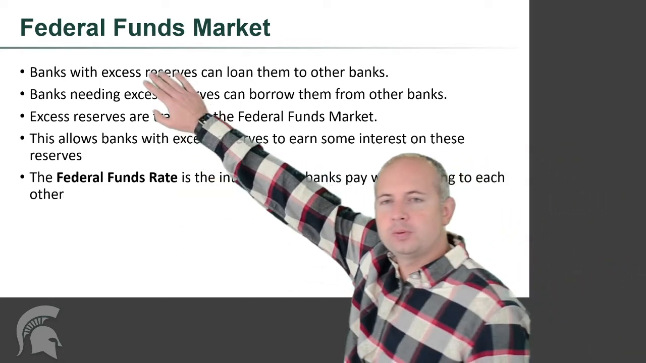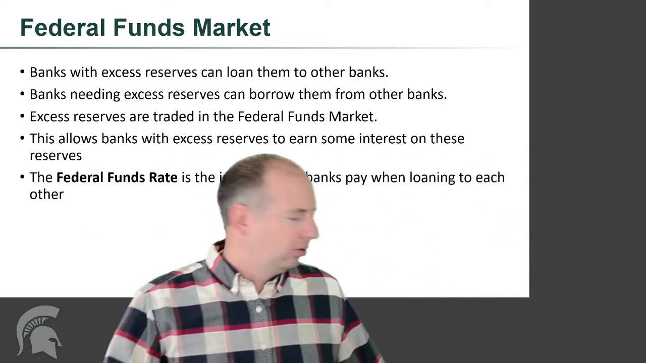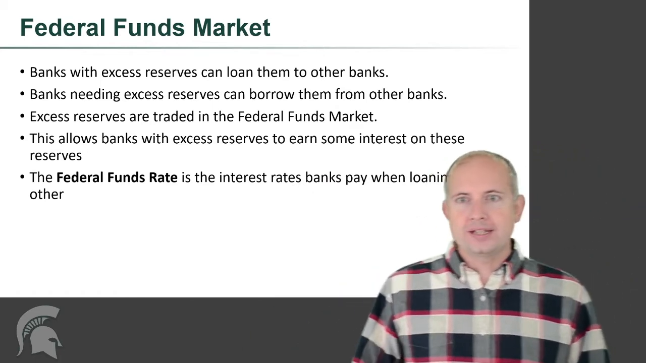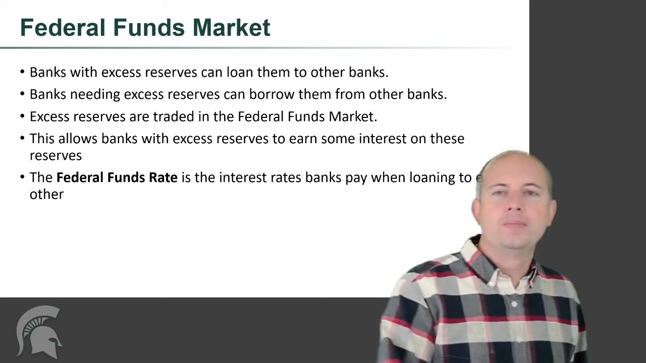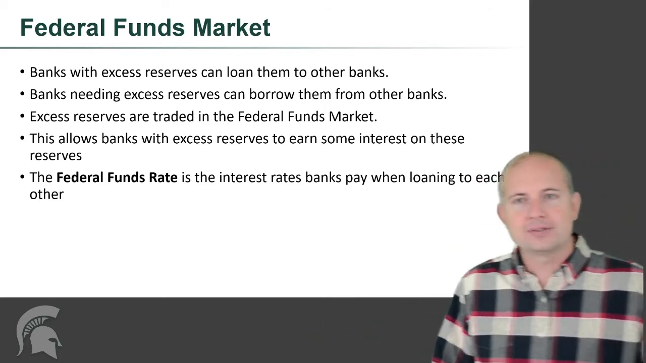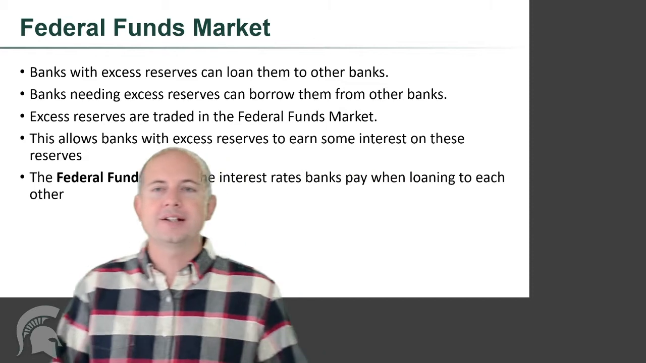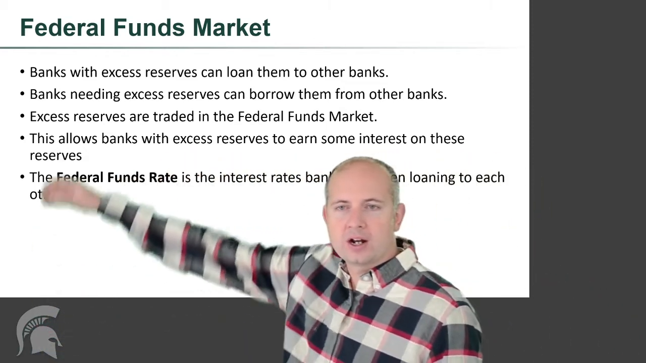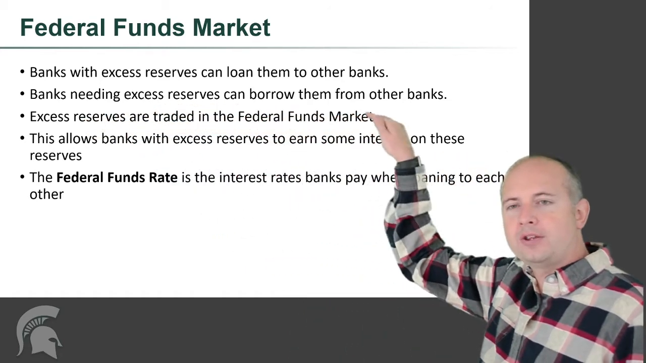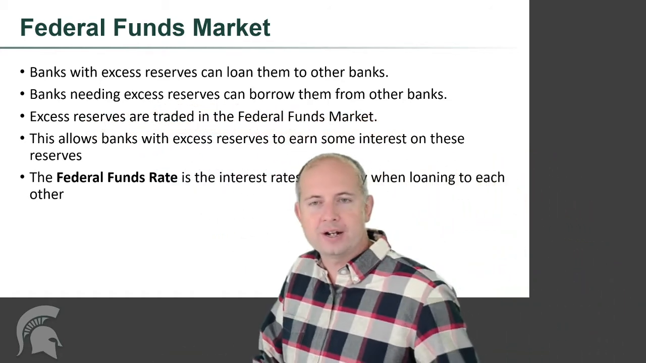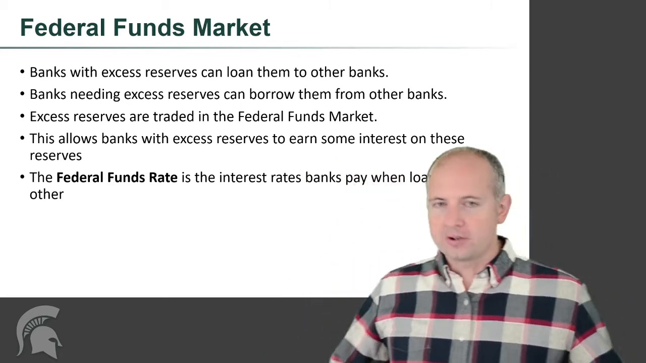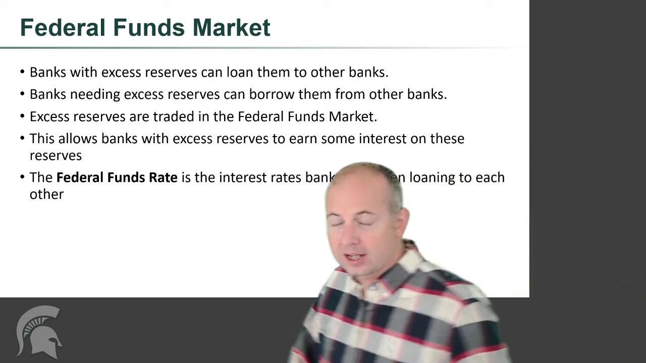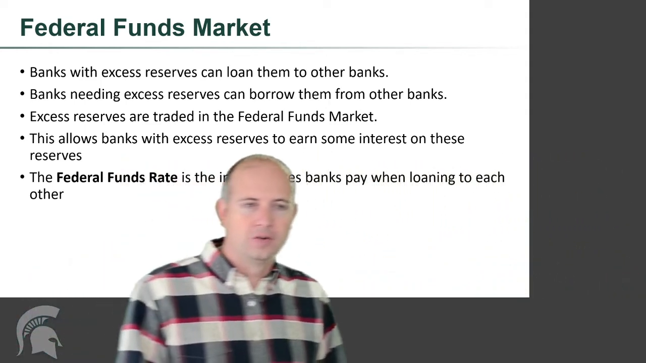Banks with excess reserves can loan them to other banks. So Bank of America is $30,000 short tonight. One of the places it can get it from is Wells Fargo. Maybe Wells Fargo has $30,000 more in its vault than it expected. Bank of America needs reserves, and they can borrow them from other banks. Notice that both banks are going to benefit from this. Wells Fargo has $30,000 sitting around that's not going to earn any interest overnight. Bank of America really needs $30,000 for overnight.